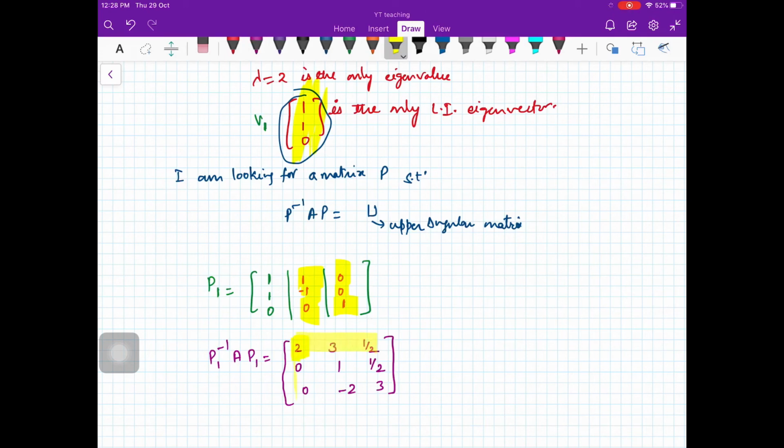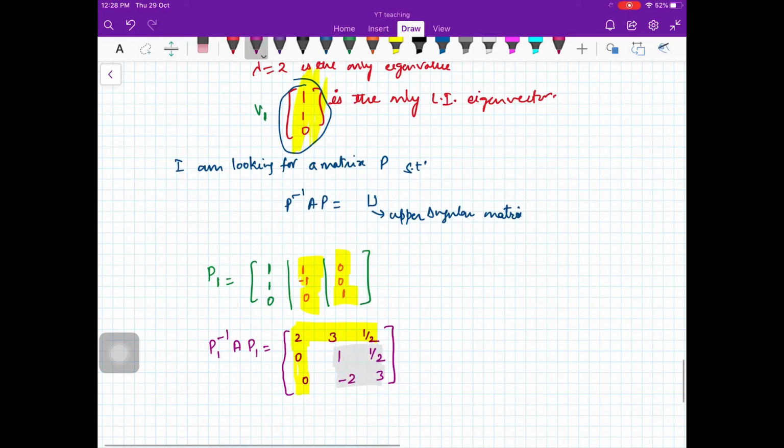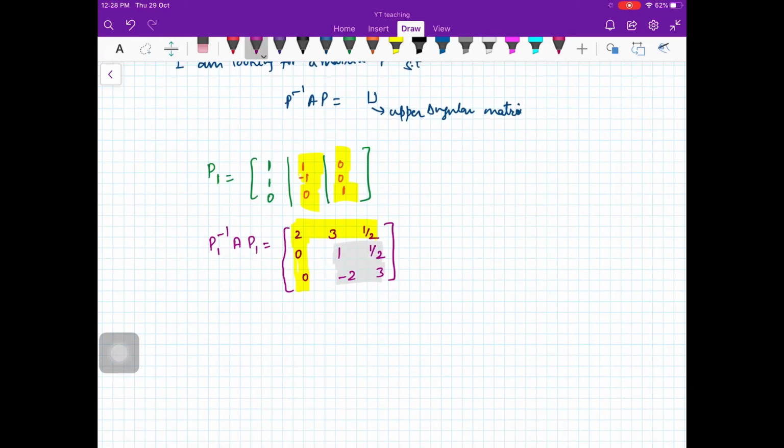Now you see, in the first position I got 2. I am happy with this part because I want an upper triangular matrix. So this part is left. What I will do is consider this smaller part. I will call this matrix B1: 1, -2, half, 3.